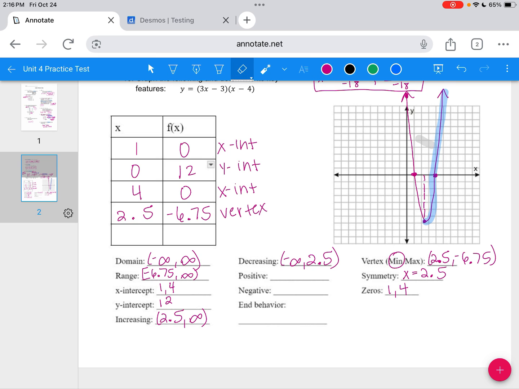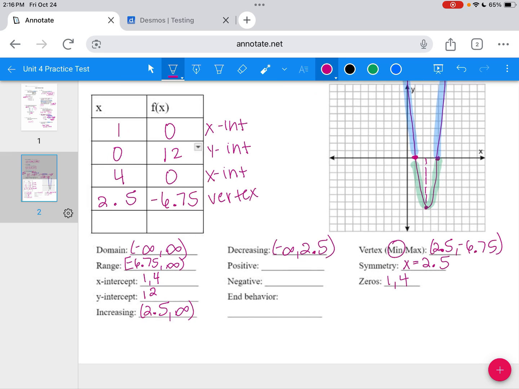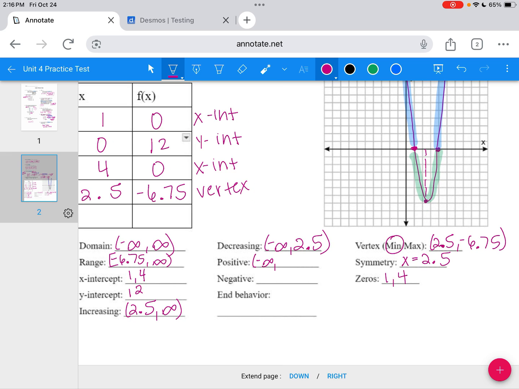Now remember, positive means above the x-axis, so I'll highlight that in blue. Negative is below, and again, we're using only x values left to right. So on the left side of my graph, at negative infinity over here, we are starting as positive. So we're going to write negative infinity. We stop being positive at 1, at that x-intercept, and we are negative from 1 to 4. At 4, we become positive again, so we'll put our union. And we don't stop being positive for the whole rest of the graph, reading left to right.